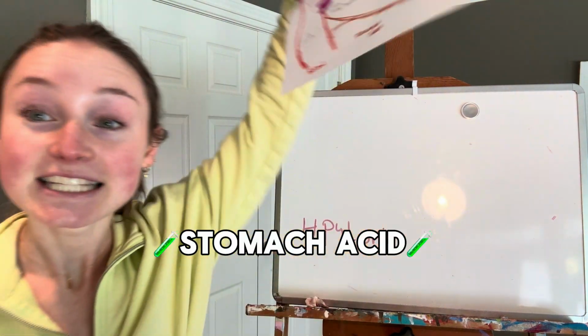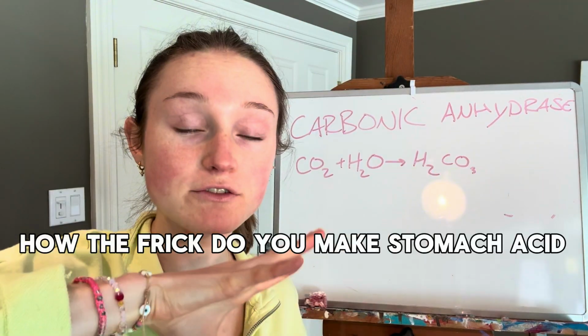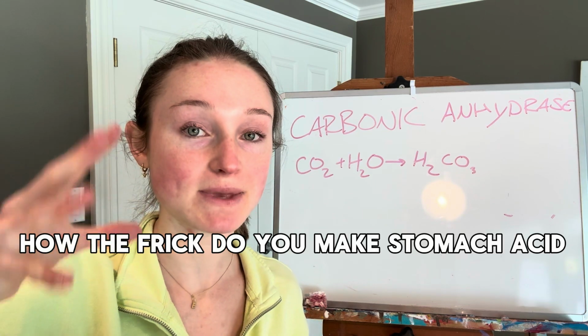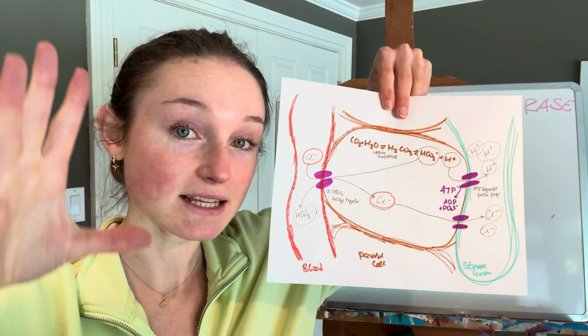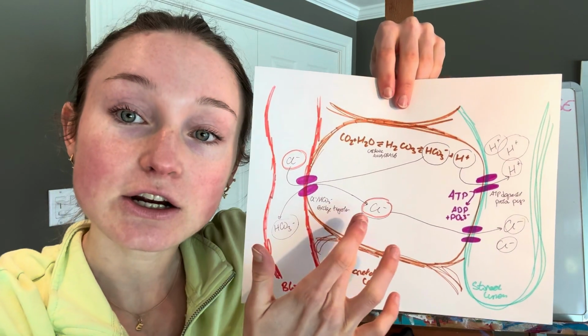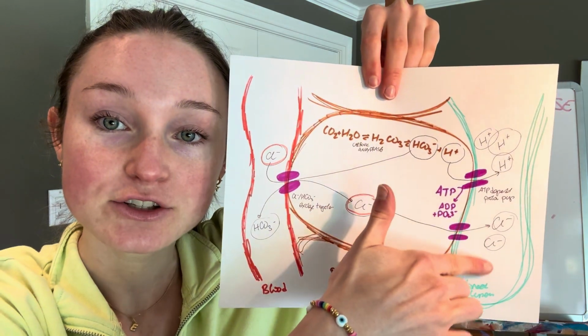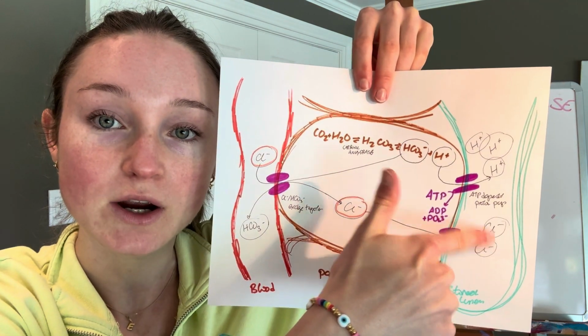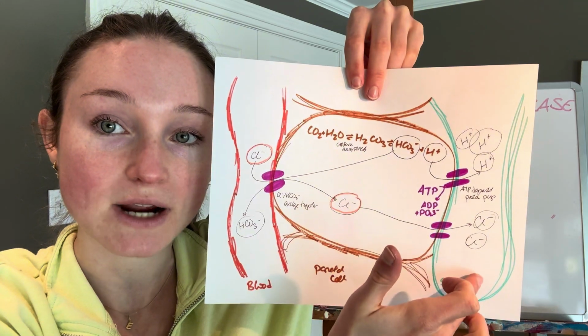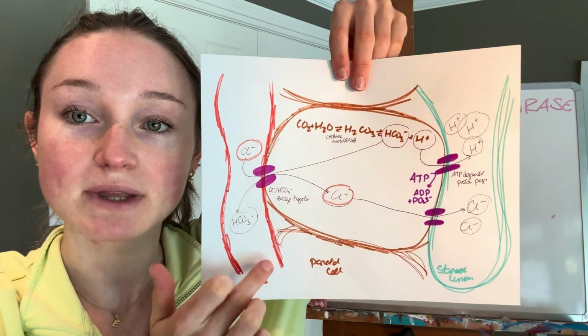Stomach acid. How the frick do your parietal cells actually make stomach acid? Let's do a petite little high level overview. Here is your parietal cell. Here is your stomach lumen. So this is where we are secreting the hydrochloric acid, and here is your blood.